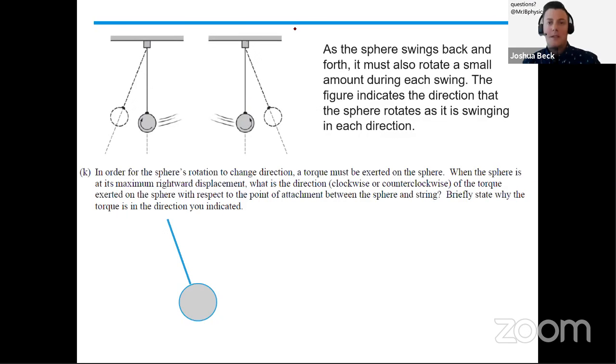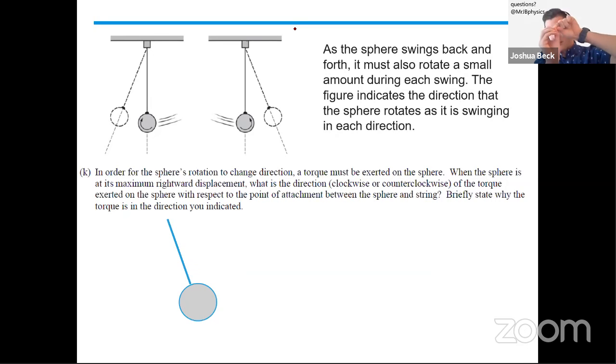Finally, this bottom piece. As the sphere swings back and forth, it must also rotate a small amount during each swing. Okay, so we could look at this problem from two different perspectives. We could look at the pendulum as an entire object fixed up here, and it rotates back and forth like this. Or we could look at that attachment point right here, and then the sphere is beneath it. And as that point moves back and forth, imagine you were just focused on that view right there.